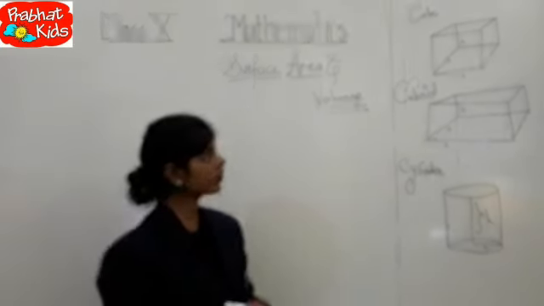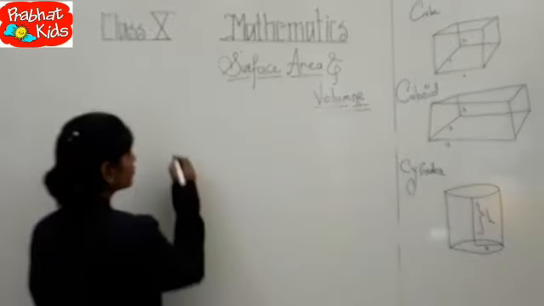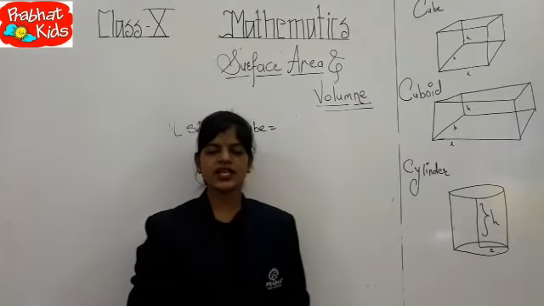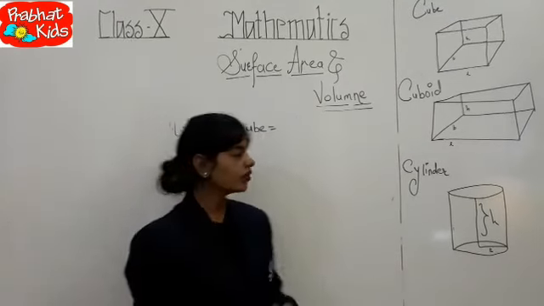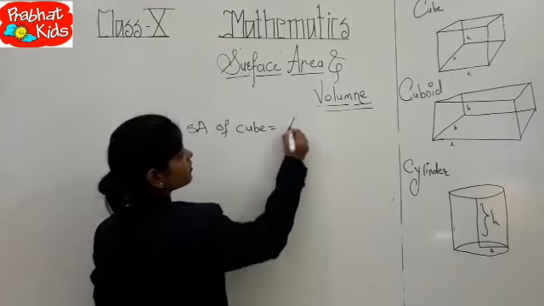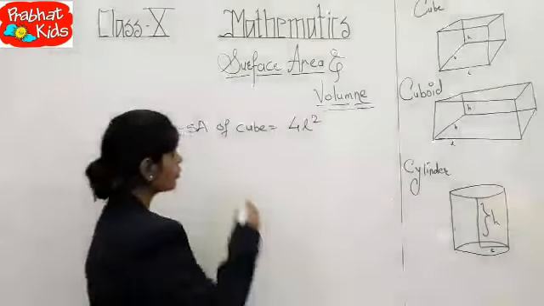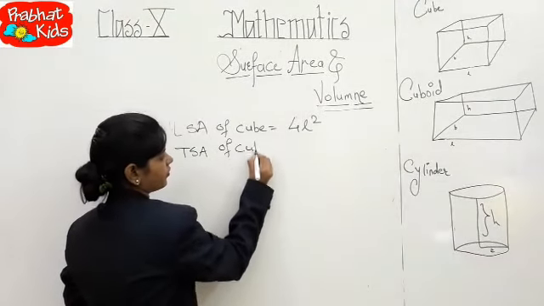First we will find the total surface area and the lateral surface area of a cube. What do you mean by lateral surface area? Lateral surface area means the four walls. As the cube is made up of squares, the lateral surface area of the four walls will be 4 L square.